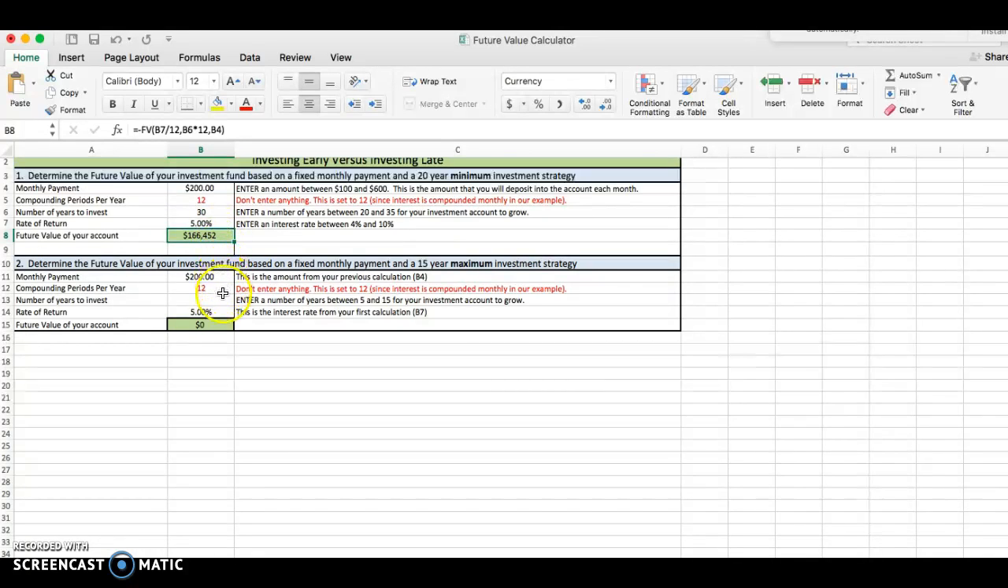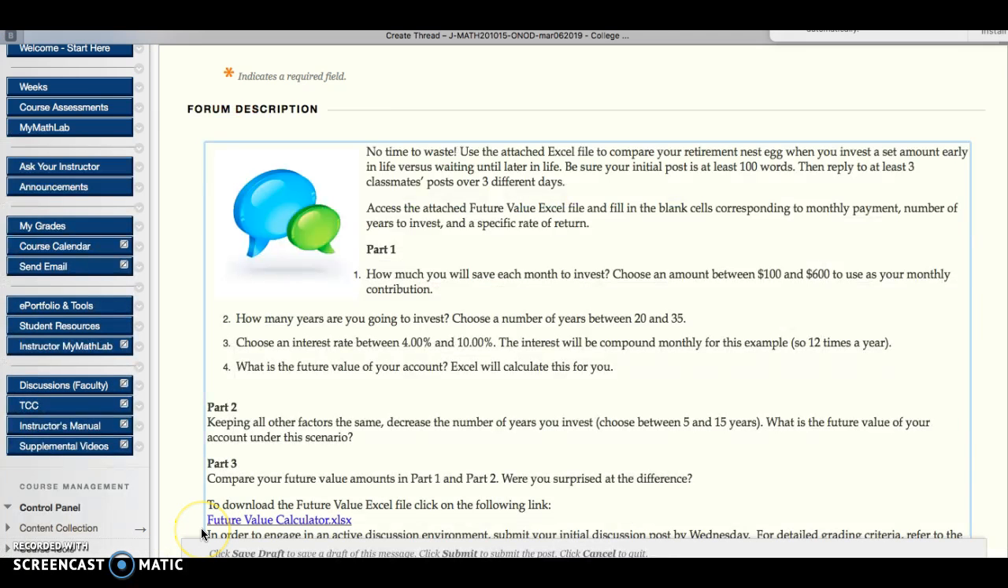Then what you're going to do is use the same values here. Your 200 is the same, your 5% is the same, but you're going to decrease the years somewhere between 5 and 15 and see what the difference is. Kind of evaluate the impact of years and why years are so important.